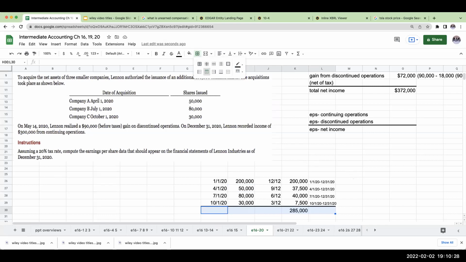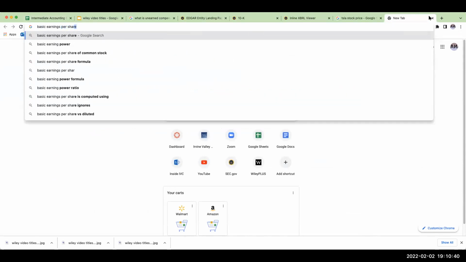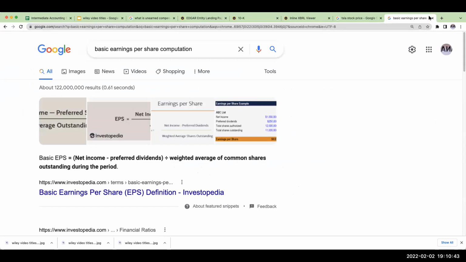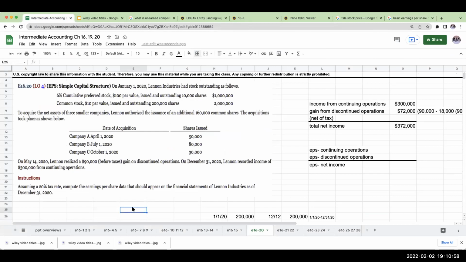Okay, so right over here, we're now going to go through and figure out how to compute earnings per share. So, basic earnings per share computation. And as we can see right over here, it's net income minus preferred dividends, divided by the weighted average shares outstanding during the period. So right over here, we now have to figure out what our preferred dividends are going to be. So this is 6% cumulative preferred stock.